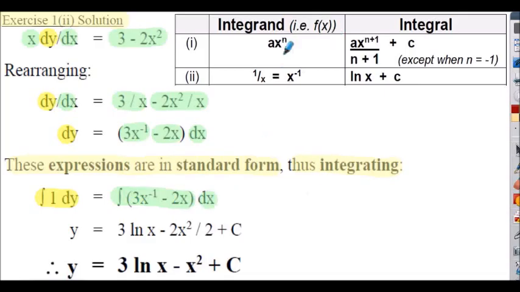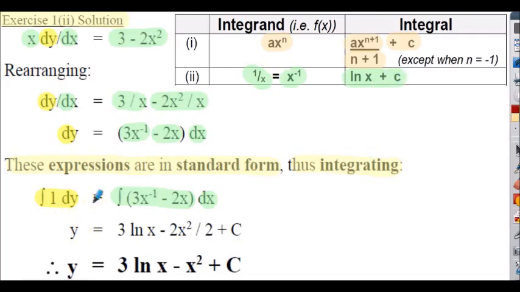Our standard integrands are shown at the top of the slide here. On both sides we will apply the ax to the n solution, but note on the right hand side here the 3x to the negative 1, here the integrand is 1 upon x, or x to the negative 1, and in this form the solution is ln x plus c.